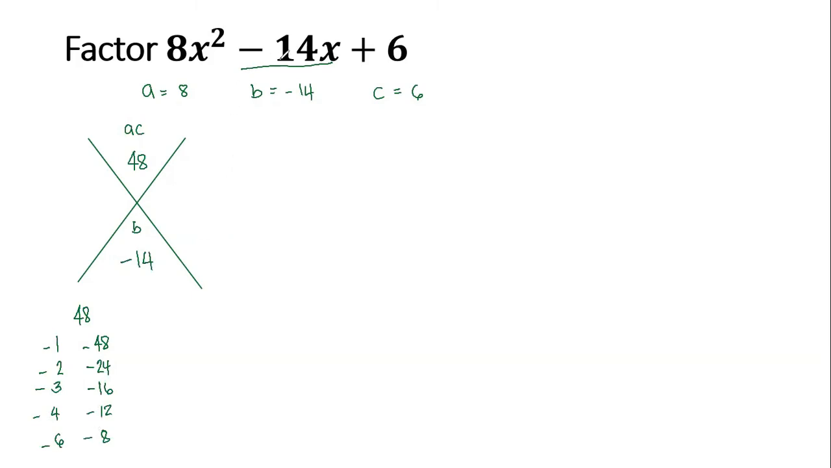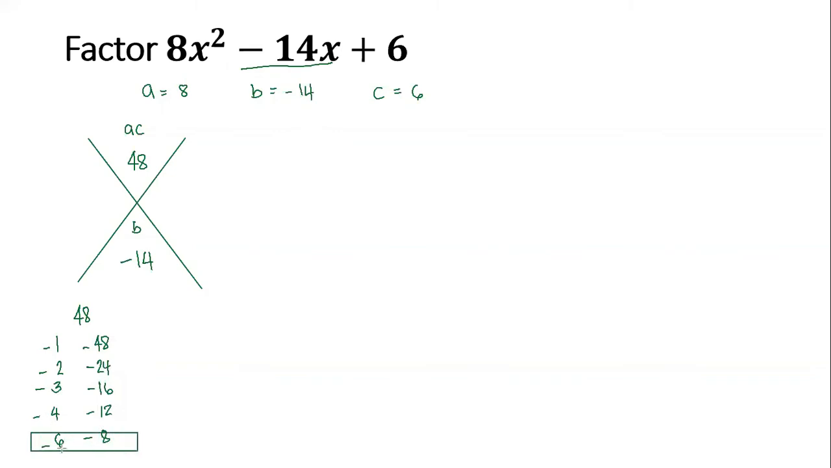So now I want you to find which of the factors will add up to negative 14. If we add negative 1 plus negative 48, that would be negative 49. So it's not. Negative 2 plus negative 24, that would be negative 26. Negative 3 plus negative 16, so negative 19. Negative 4 plus negative 12, so that's negative 16. And negative 6 plus negative 8, that would be negative 14.